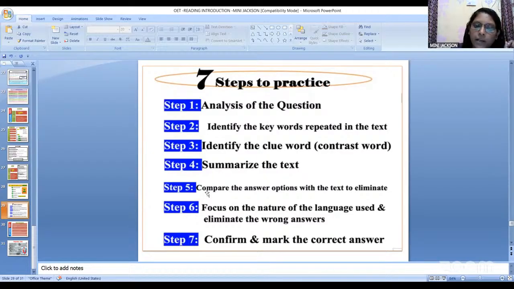Then step 5, compare the answer options with the text to eliminate. 4 options are there. Here we need to use the elimination method. First understand the question, then we need to read the options also. Here is another method, I think I didn't mention it here.